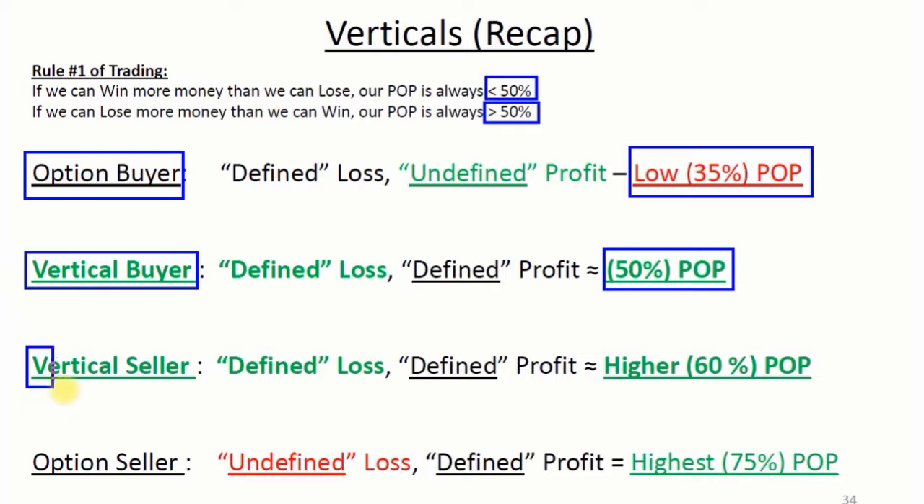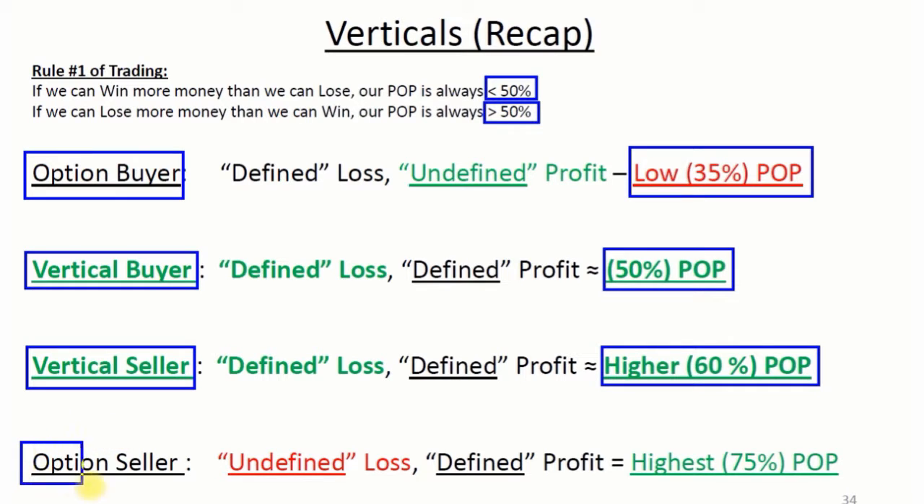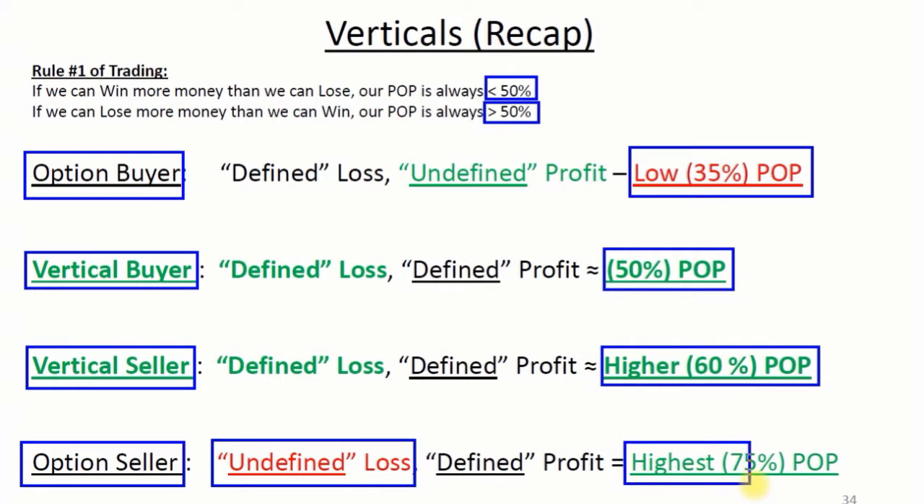Vertical sellers, even better. Again, we're defining our loss when we sell a vertical, and we end up with POPs right around the 60% POP range when we do them correctly. And finally, when we just sell options naked is our biggest POP because we have this undefined loss. Of course, we don't want to do that as beginning traders, but because of undefined loss potential, we always have a really high POP. On average, if we do it correctly, we're looking at about a 75% POP.